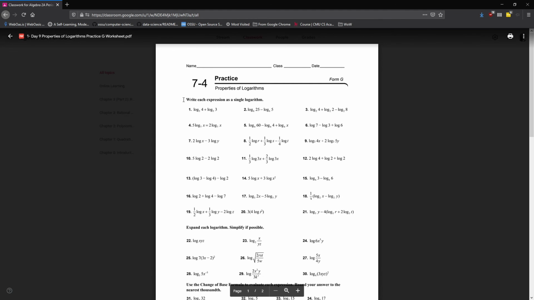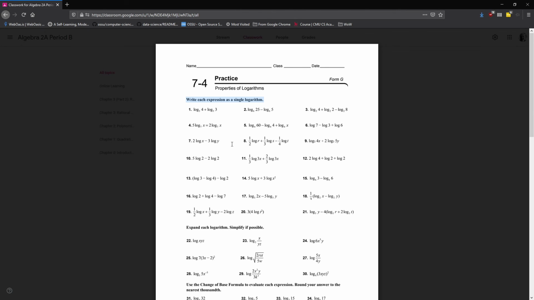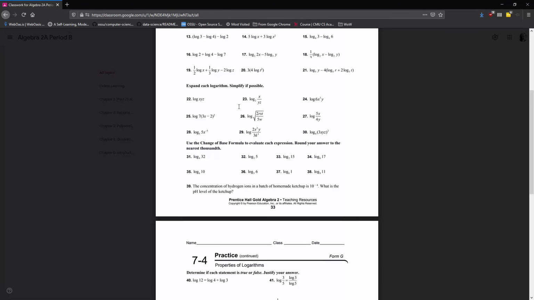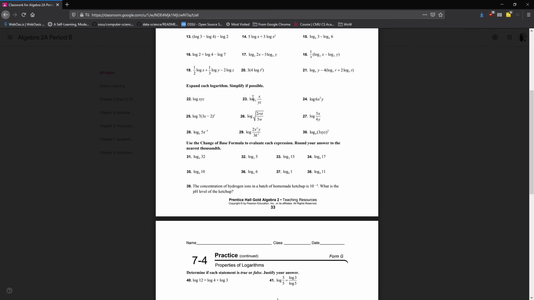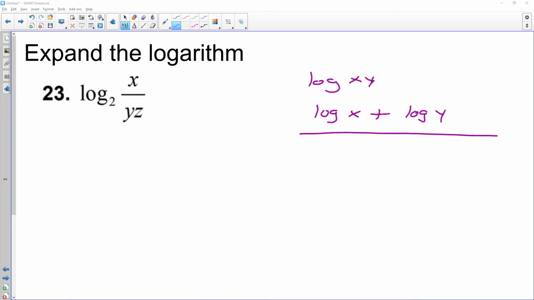Some of the problems asked you to write it as a single logarithm, which is condensing it down, using the properties to put them all together into one log. The ones down here, the one I'm about to go over, is expanding it, which is starting with one log and turning it into a bunch of separate ones. So this is a reversible thing. I can go from one log to many, or from many back to one, as long as they have the same base, which all of these problems will.